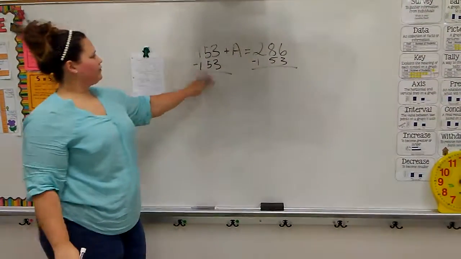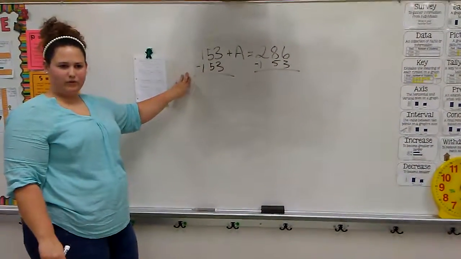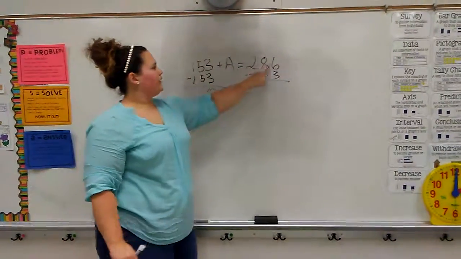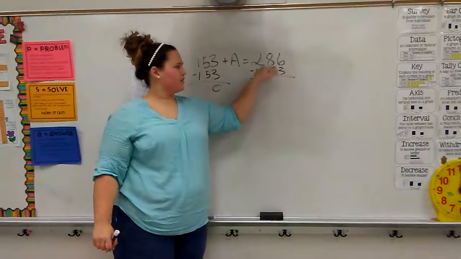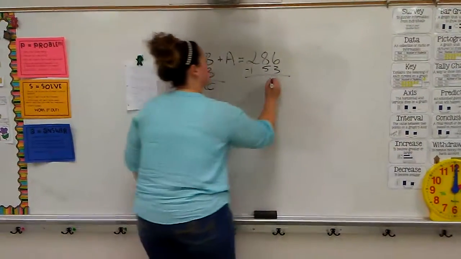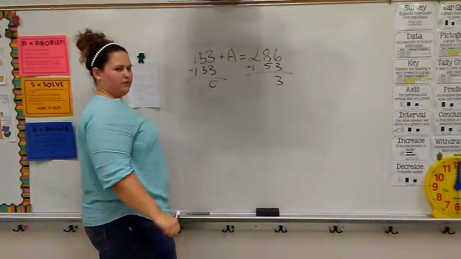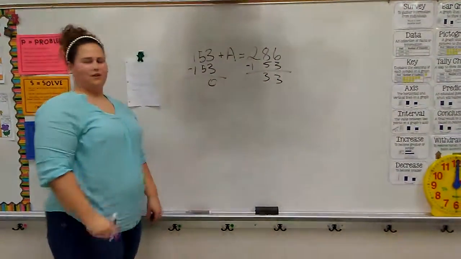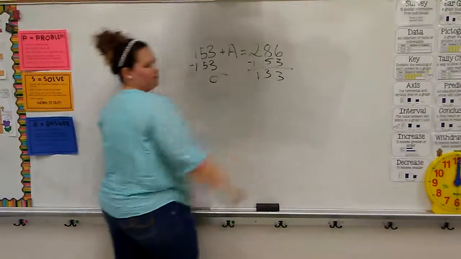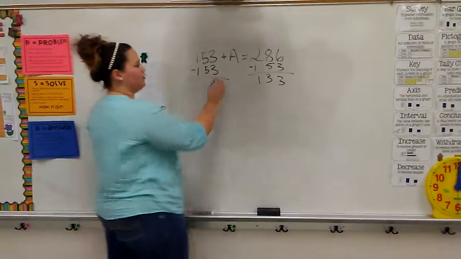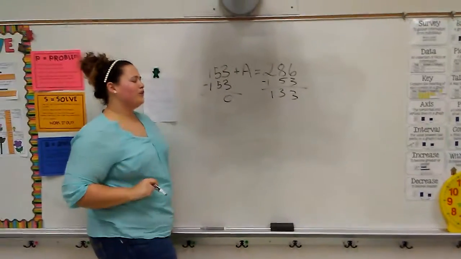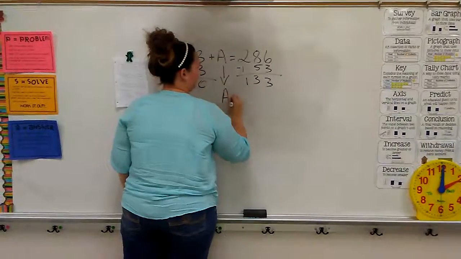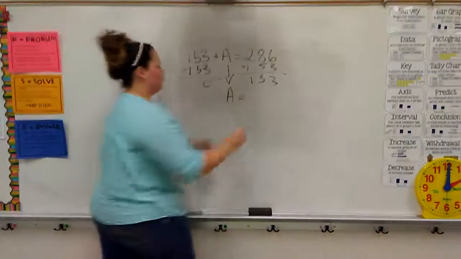All right, so if we take 153 away from 153, what are we left with? 0. That's right. 286 minus 153. What's 6 minus 3? Oh, y'all know this. 3. What's 8 minus 5? Oh, come on, guys. 3. Y'all know this. And what's 2 minus 1? 1. Woo woo. What number is that? 133. All right. So we bring our what do we do, guys? That's right. Bring that variable down. So we got A equals 133.